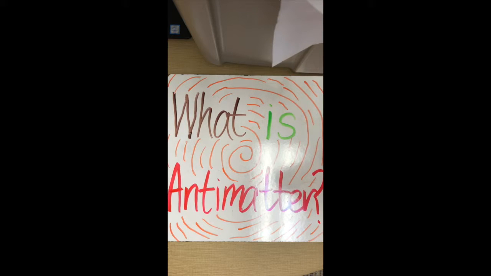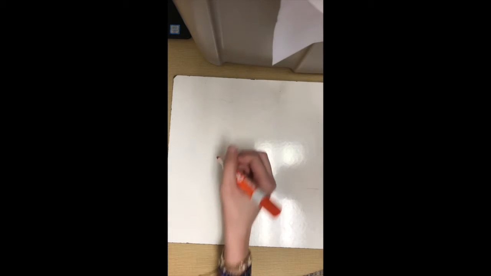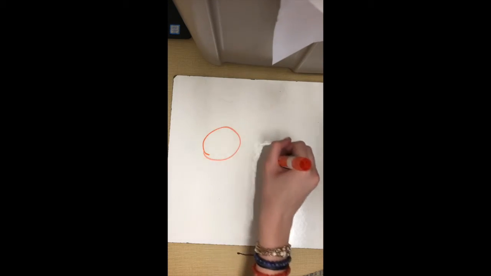What is antimatter? Antimatter is a substance composed of subatomic particles with the same mass as matter, but an opposite electric charge and magnetic movement. To put it in perspective, think about matter and what it's composed of.